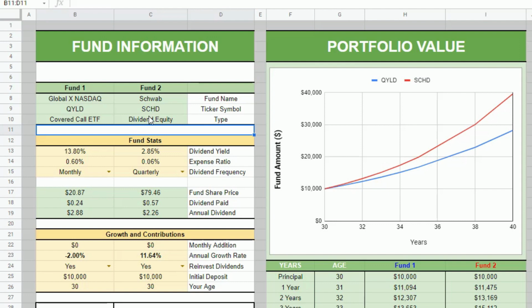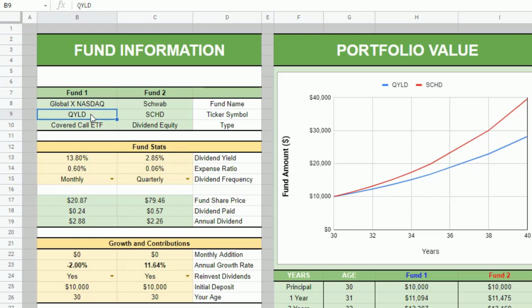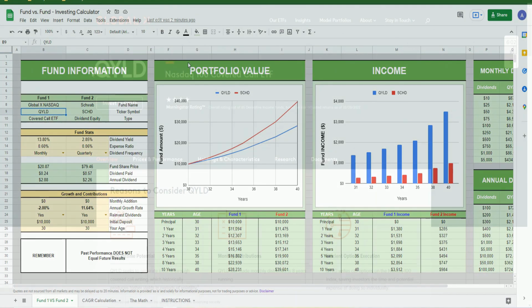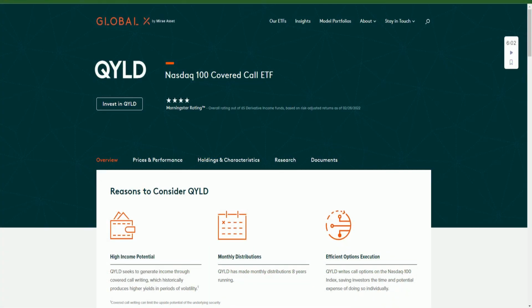SCHD is mainly for portfolios where people want to grow very consistently and hedge against bear markets, whereas Qyld is probably more for those looking for a high amount of income. They have a large portfolio, probably in the 6 or 7 figures, and they're looking purely for income, or they would hold a little bit of this for income. Nonetheless, we will compare these two funds to see what we would have over the course of the next 10 years.